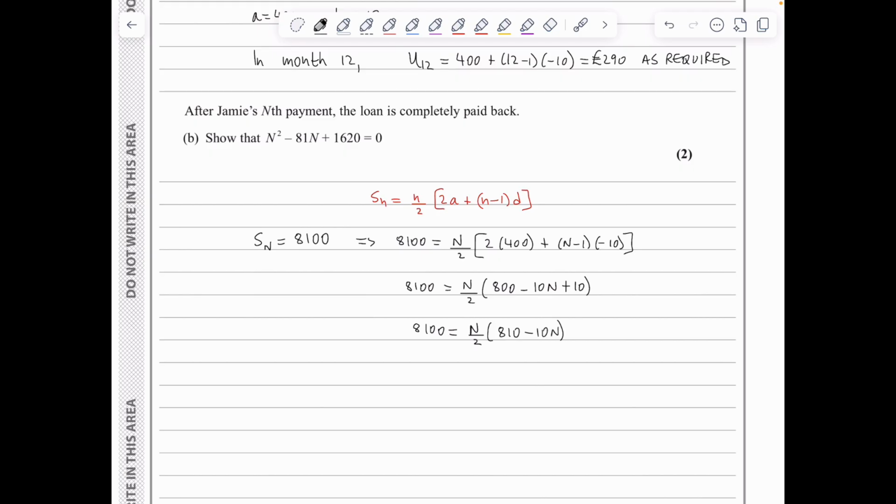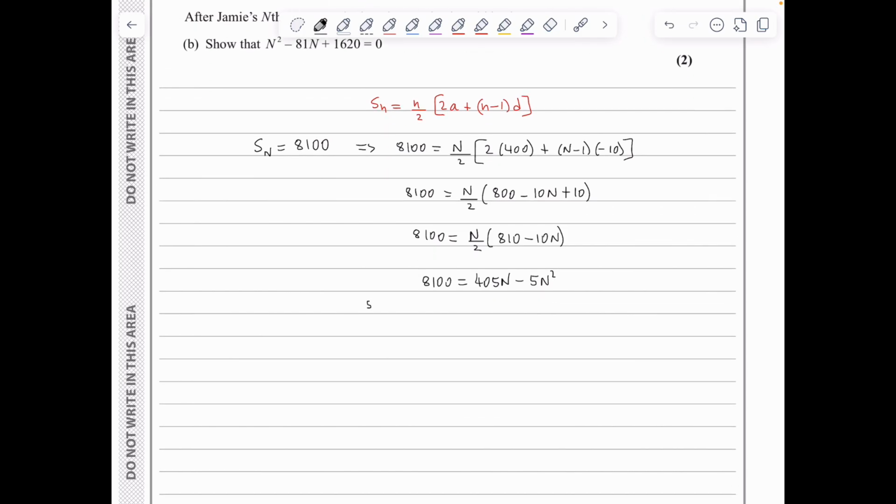I will expand the right hand side to arrive at 8,100 being equal to 405n minus 5n squared, and I will be collecting everything on the left hand side to give me 5n squared minus 405n plus 8,100 being equal to 0. Now I will divide throughout by 5, arriving at n squared minus 81n plus 1620 is equal to 0 as required.